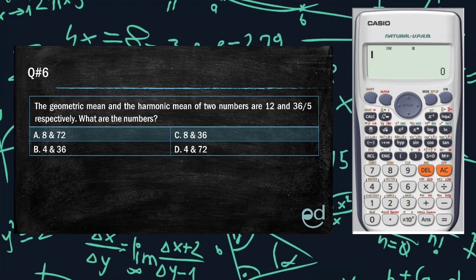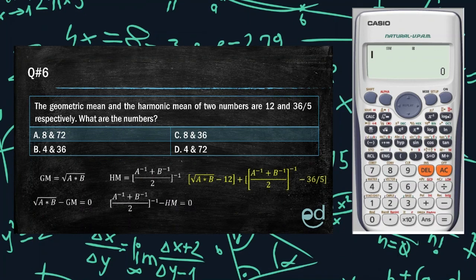Time's up. We will use reverse engineering in this problem. So we all know that the geometric mean of two numbers a and b is equal to square root of ab. Generalizing it, we will have square root of ab minus the mean, which is the geometric mean, equals 0. While for the harmonic mean, given two numbers a and b, our harmonic mean will be equal to a inverse plus b inverse all over 2 inverse. And then generalizing it, we will have a inverse plus b inverse all over 2 inverse minus the harmonic mean.